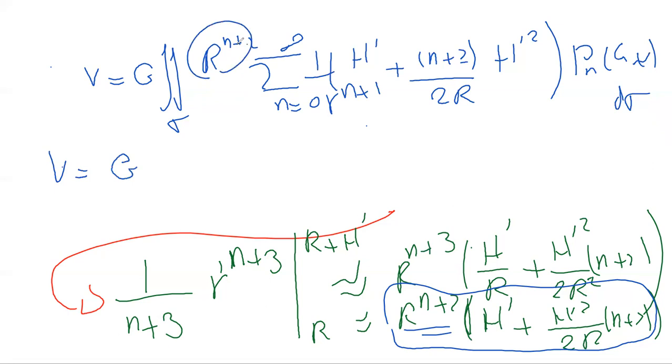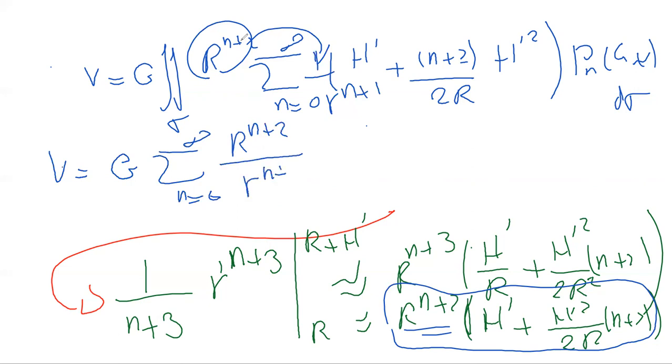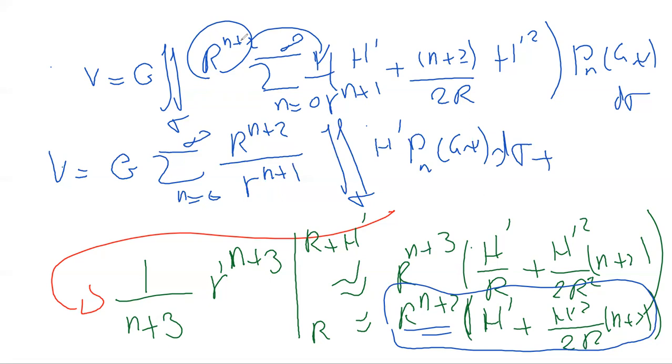So now I write this potential in another way. So I will write G. This also should be inside. Sorry. And I will write this sigma n from 0 up to infinity, integral of, I will write them again, R^(n+2), R^(n+1), integral h prime P_n cosine psi d sigma plus (n+2) over 2R integral h prime squared, and I continue here.